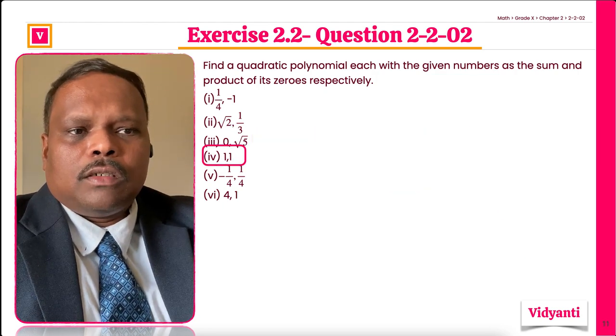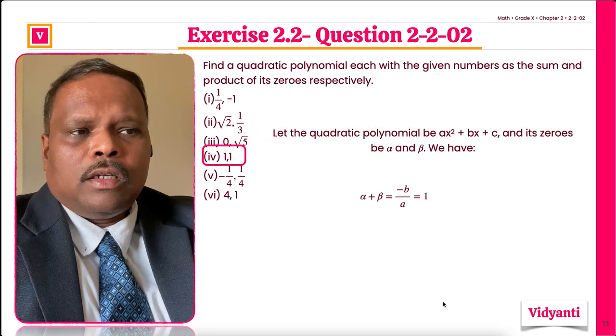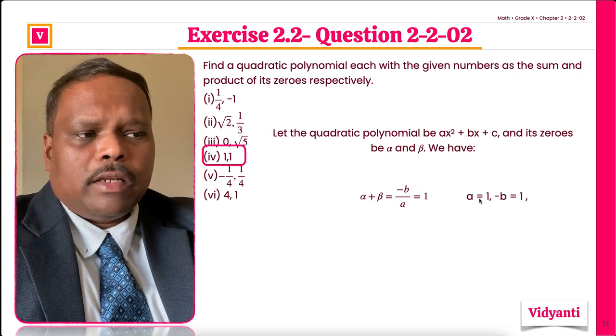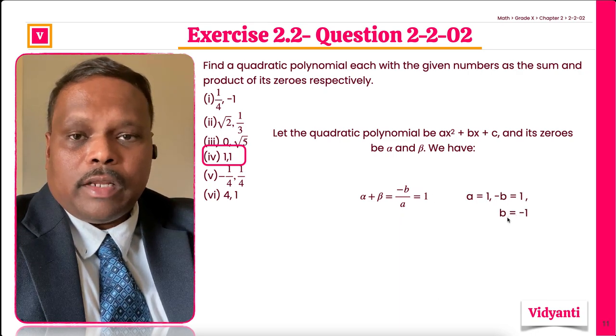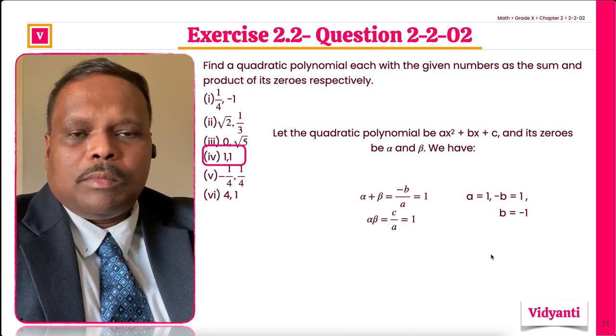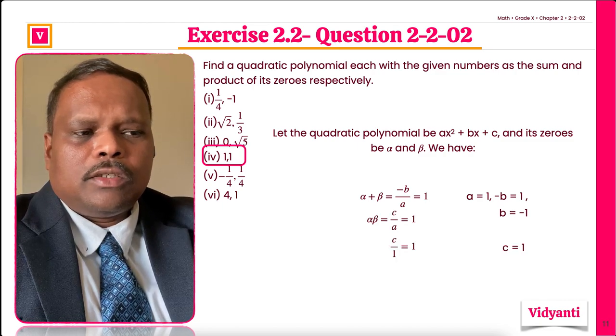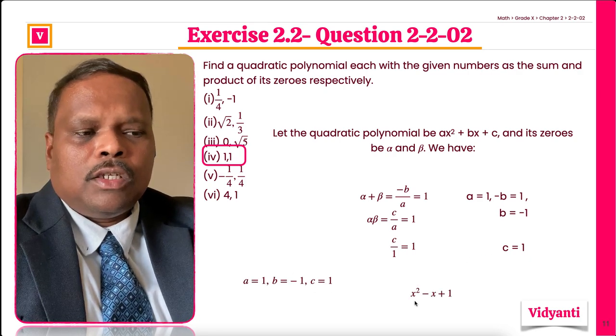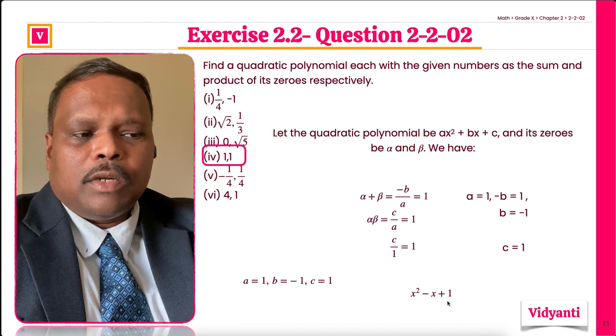In the fourth one, 1 comma 1. So again, sum is 1. We will assume a to be 1, then minus b will be 1. So b will become negative 1. And product c upon a will be 1. So c is going to be 1 too. So we will have a as 1, b as negative 1, and c as 1. So eventually it comes out to be x square minus x plus 1.